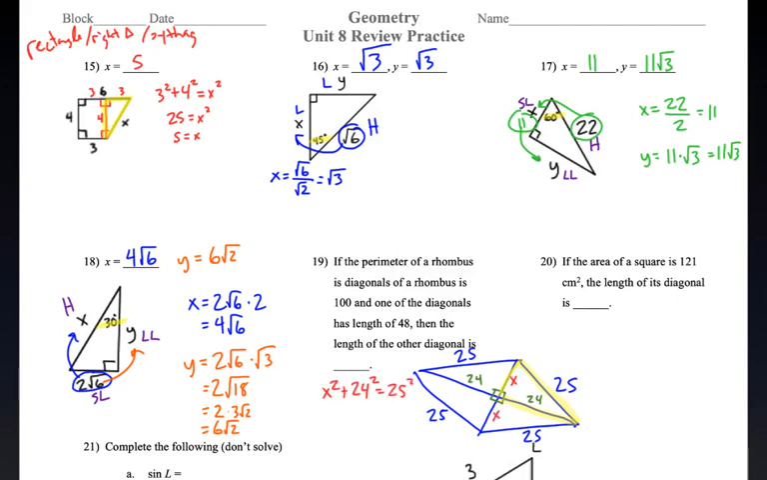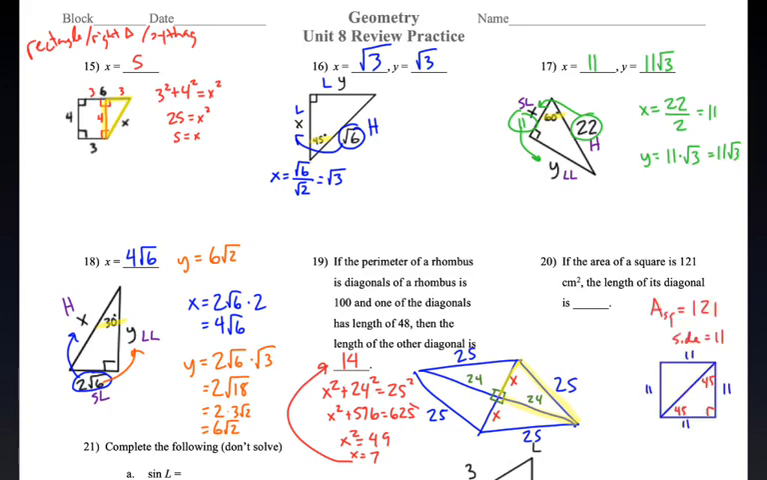to solve any one of those 4 right triangles. X squared plus 24 squared equals 25 squared. Go solve, solve, solve. X is 7. That's not the answer, because look right up in here, x and x. The answer is x plus x, 7 plus 7, 14.